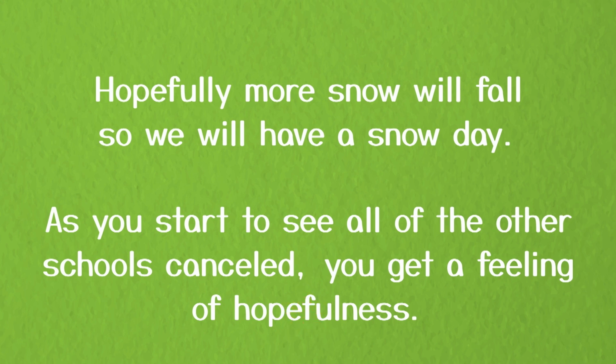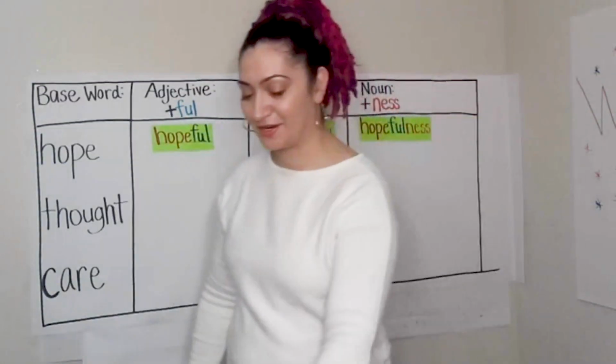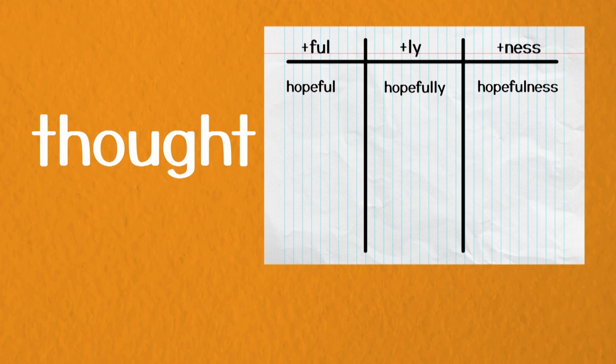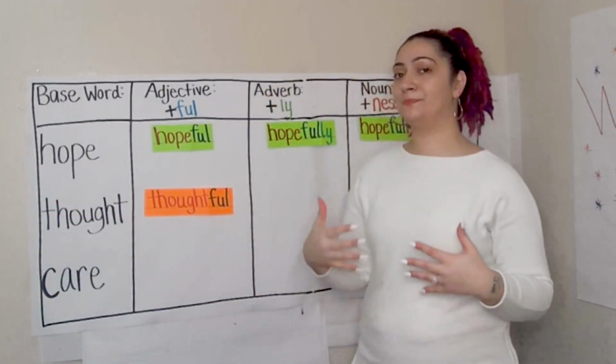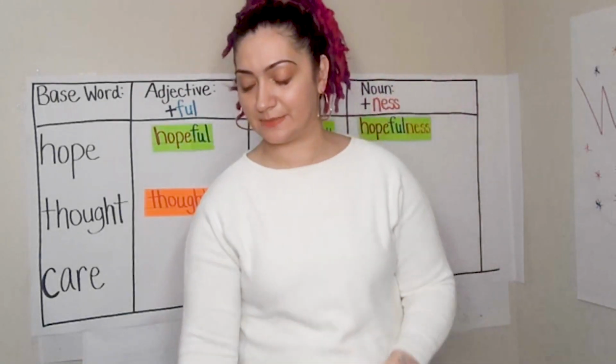All right, scholars, let's go ahead and go to our next word. Our next word is the word thought. When we add the suffix full to the word thought, we're going to get the word thoughtful. What word? Thoughtful. Absolutely. Go ahead and write this word in our first column. To be thoughtful is to be full of thought. That's describing how someone would be, right? They would be thoughtful if they did something that was caring.